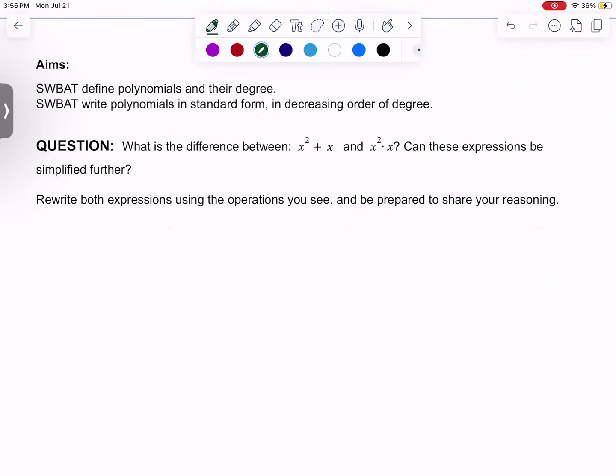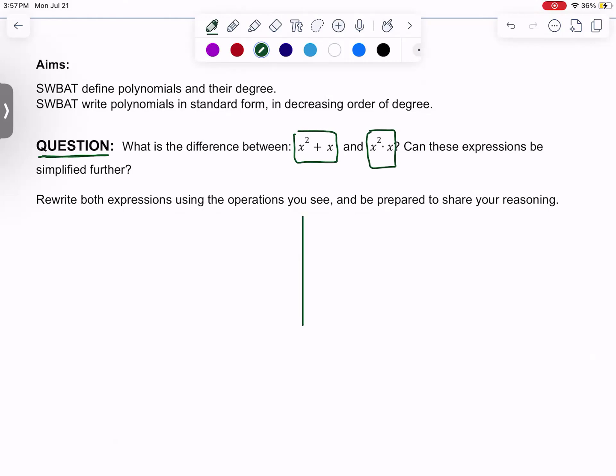So jumping into today's topic, using what we've seen, we've started to look at exponents more deeply, exponential expressions. What is this big question? What is the difference between x squared plus x and x squared times x? Can these expressions be simplified further? Rewrite both expressions using the operations you see and be prepared to share your reasoning.